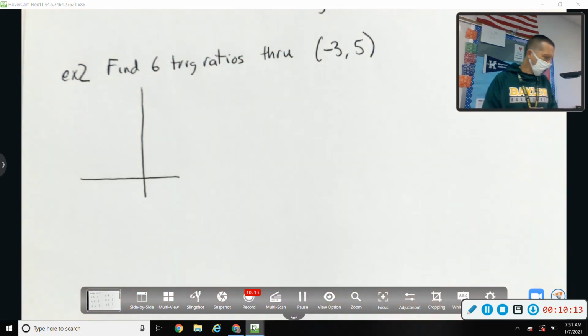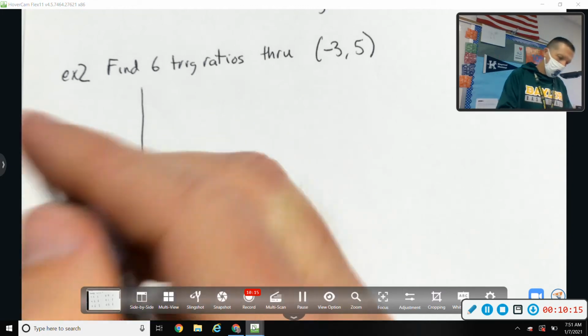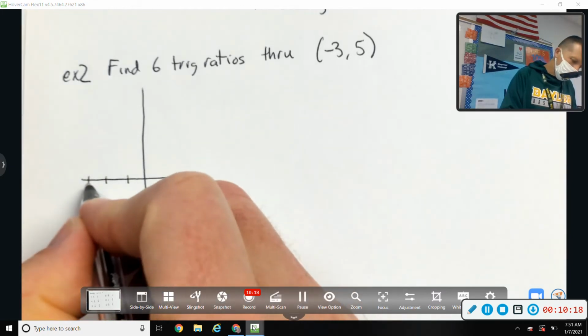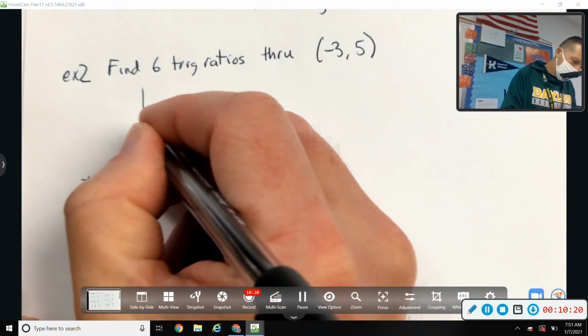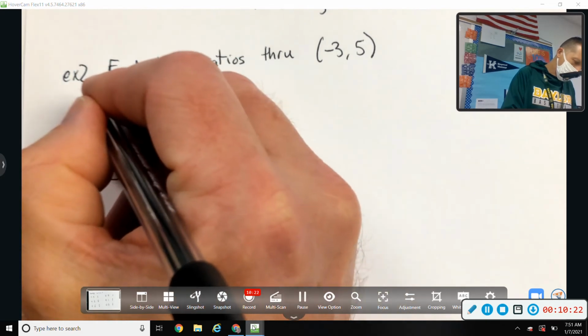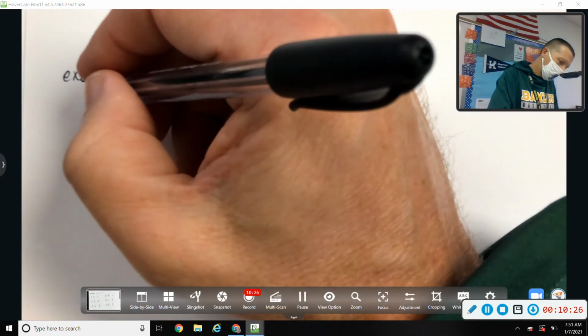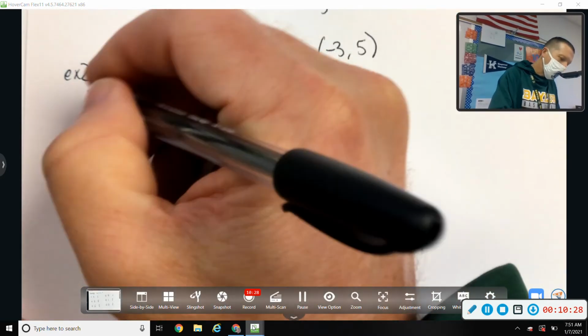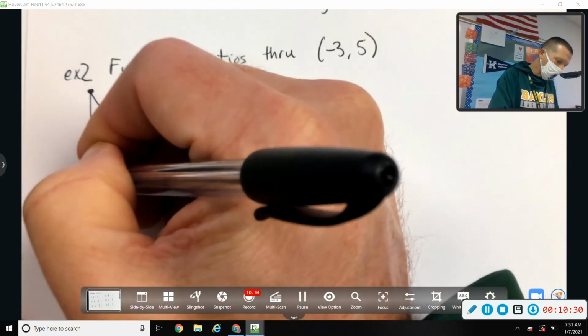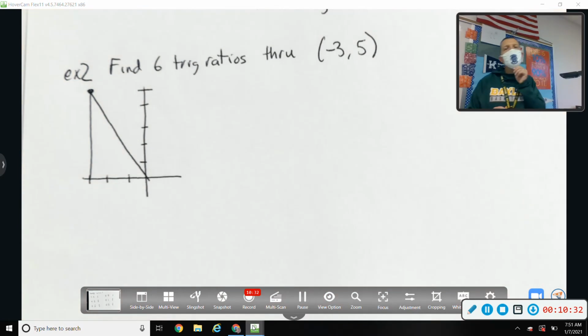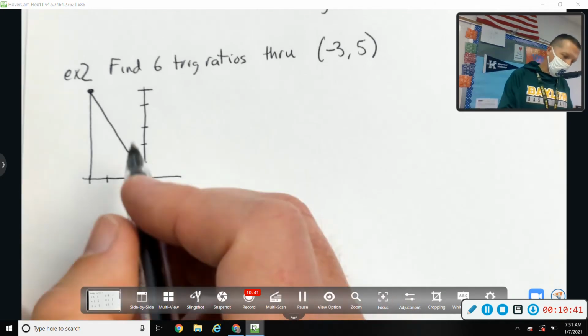So we'll draw the point (-3, 5). Connect it to the origin. Connect it to the x-axis. Always, always, always to the x-axis. And then let's label the sides.